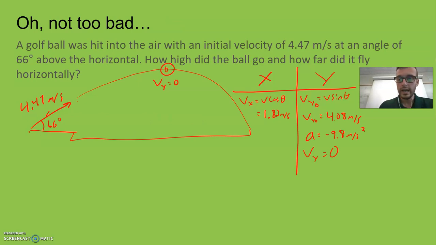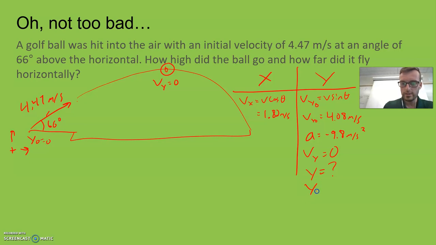If it says how high did the ball go, I'm looking for the y. How high did the ball go? I'm looking for that one. So what I'm going to do here is call positive up and to the right, and I'm going to call this initial y 0.